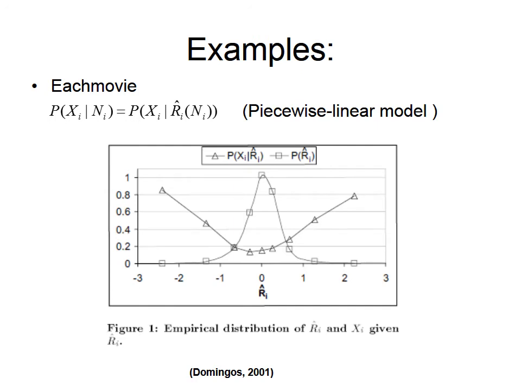So now let's see some examples in detail. For each movie, to get all the probability data, the author used a piecewise linear model to interpolate linearly between the two nearest means calculated from each of the 9 bins. We can see this in detail from the following picture. This picture is the empirical distribution of the predicted rating and the conditional probability of whether customer i saw the movie given his or her predicted rating.